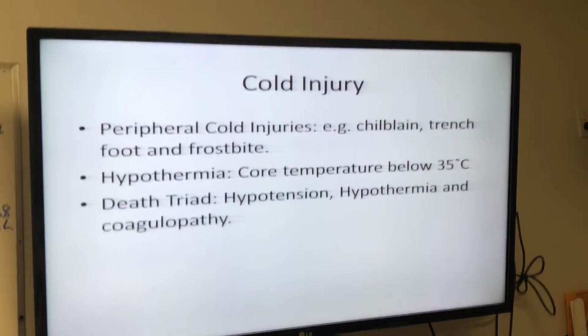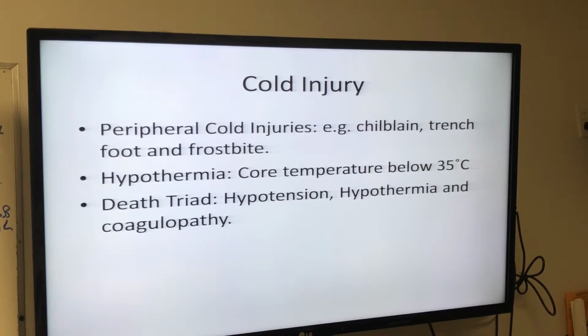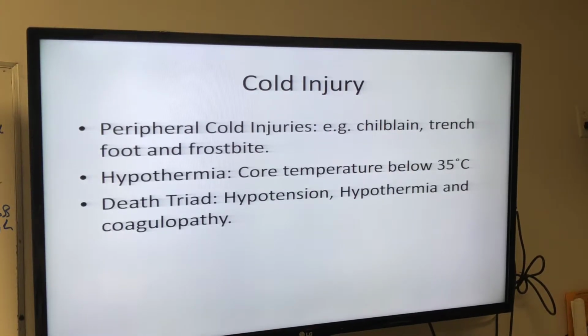Hypothermia, core temperature below 35. Remember that number very well. 35 is where you start defining it as hypothermia. Death triad, people used to be like, this is like a cookbook kind of thing. They tell you if you have hypotension and hypothermia and coagulopathy in a patient, especially unintentionally, chances are you will have death. So that's the death triad.